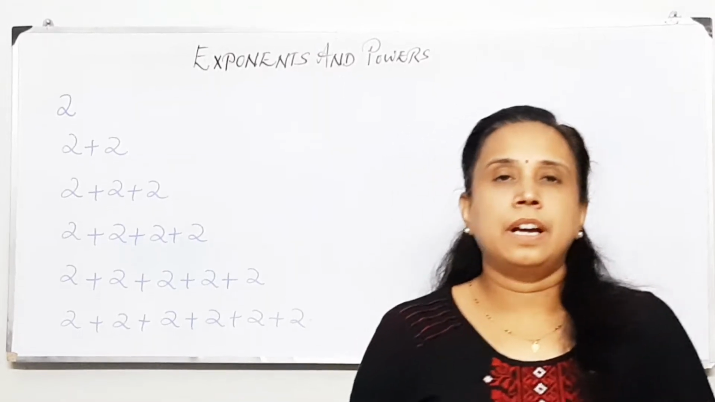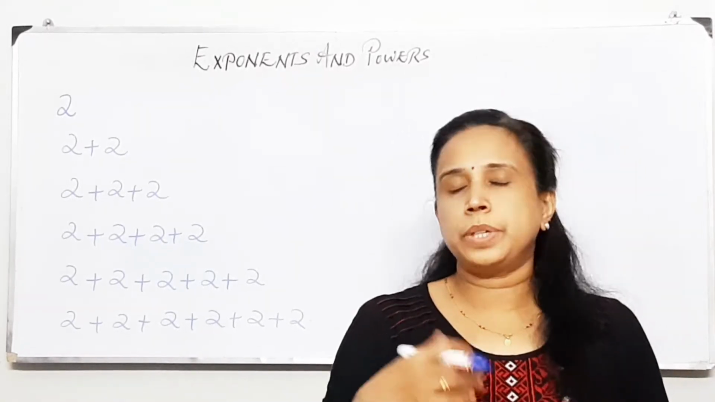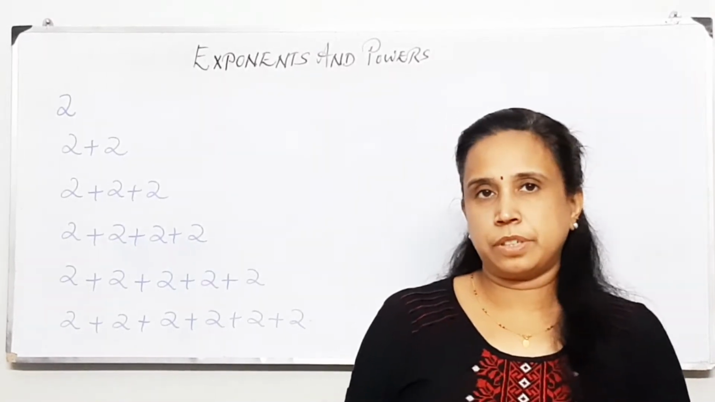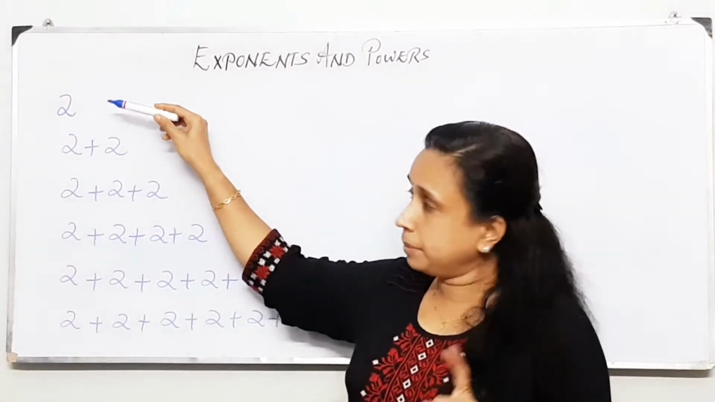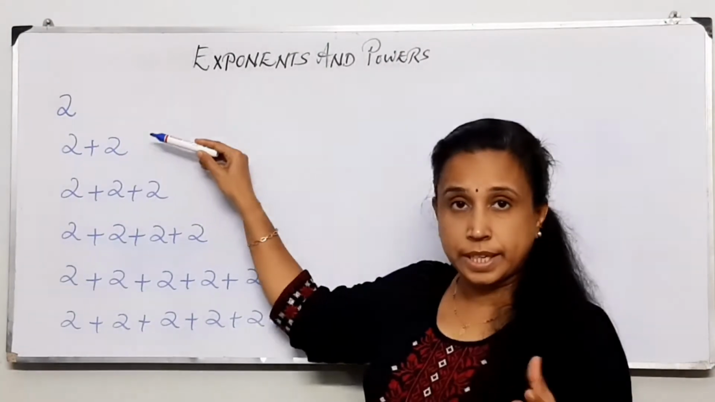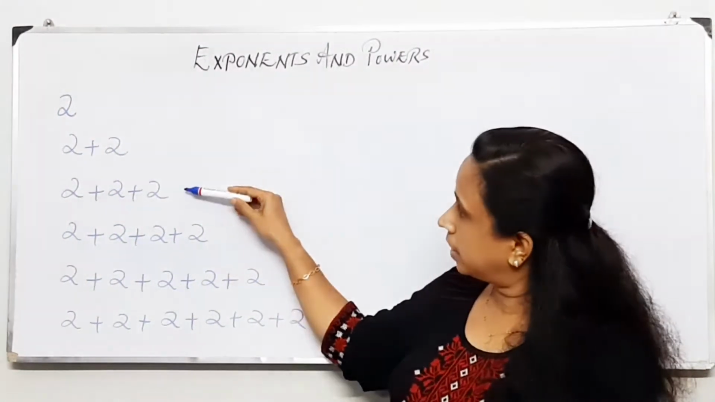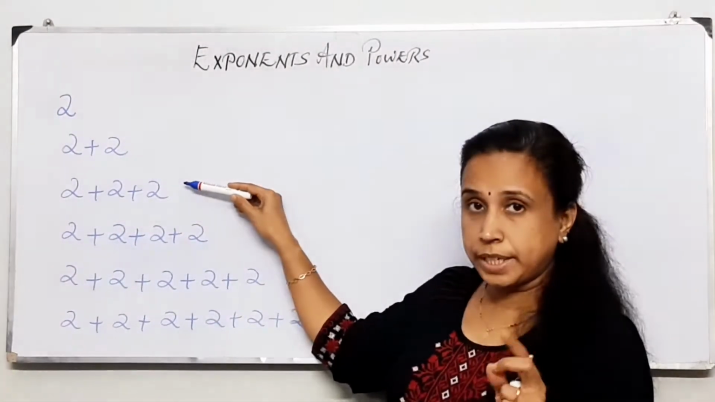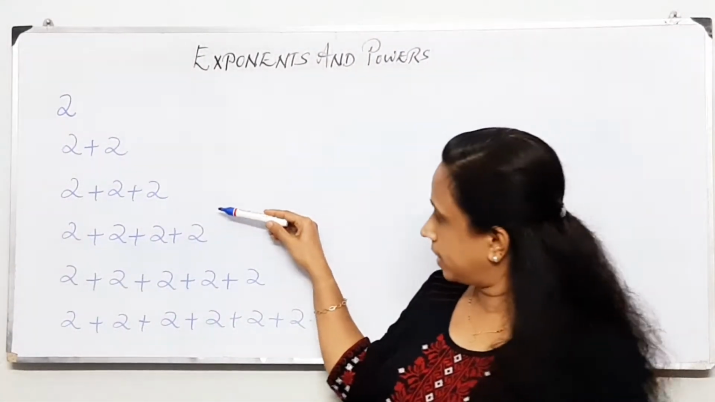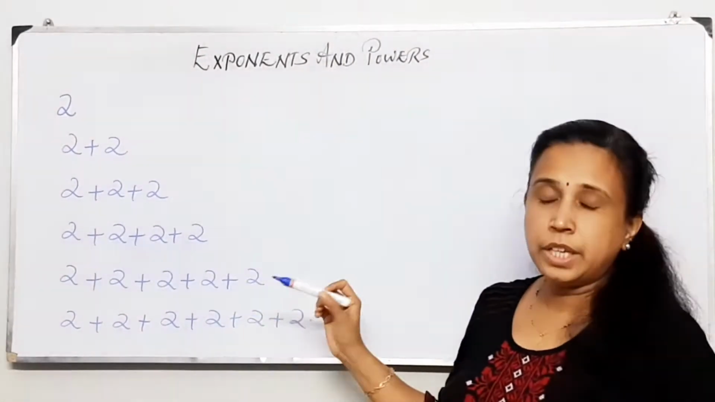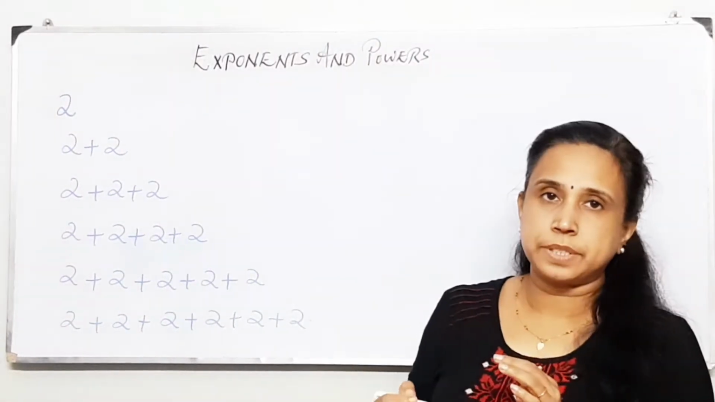Hi children, what happens if 2 is kept on being added to itself? Here 2 is added one time, here 2 is added two times to itself, here 2 is added three times, here 2 is added four times and so on. Now how can we write these numbers?